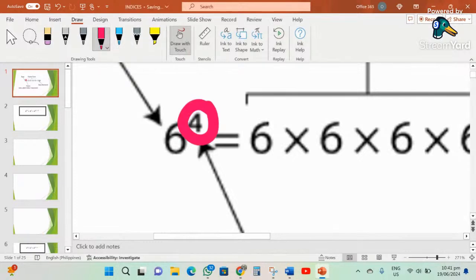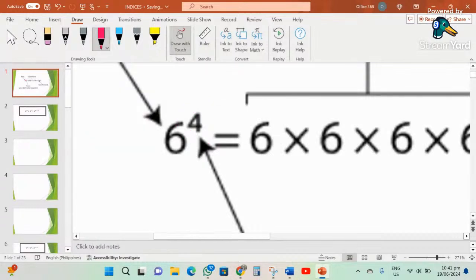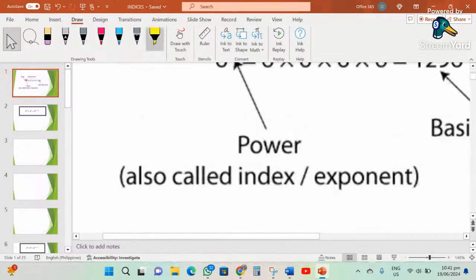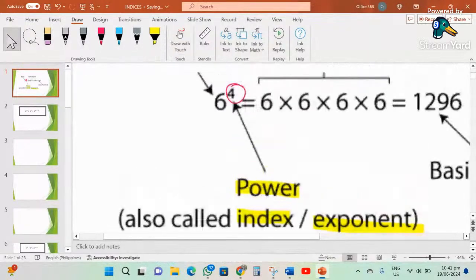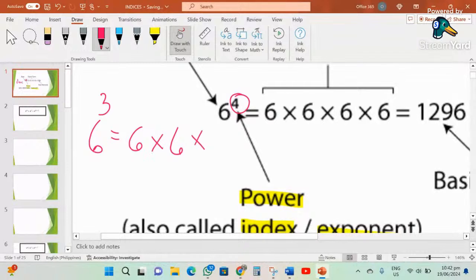The 4 here, this little one, is called the index, right? That's the index. You call that the power or the index or exponent. That will tell you how many times the base of the number will be multiplied. So if you have 6 to the third power, then it means that you're going to multiply 6 by 6, 36 by 6, then that will be the answer.